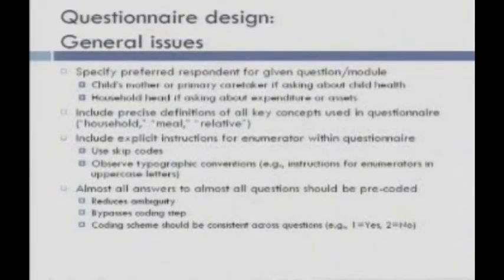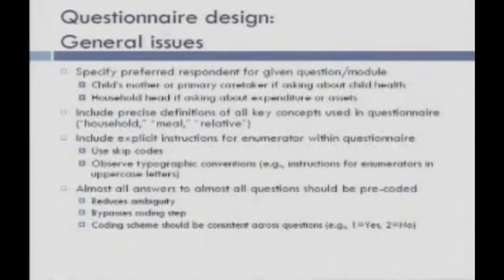It's worth specifying who the preferred respondent is. So when the survey enumerator shows up at the household, who do they ask for? That depends on the question you're asking and on the way the society is structured. But typically, if you're interested in child health, you probably want to find the mother of the youngest child, for example. If you're asking about expenditure, maybe the household head.